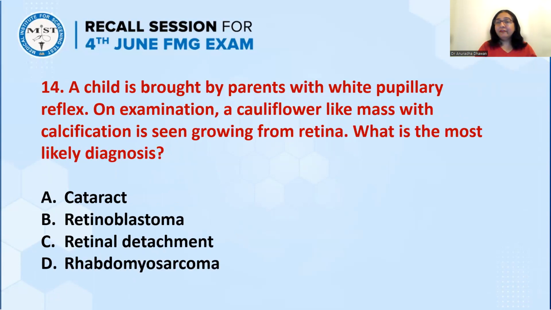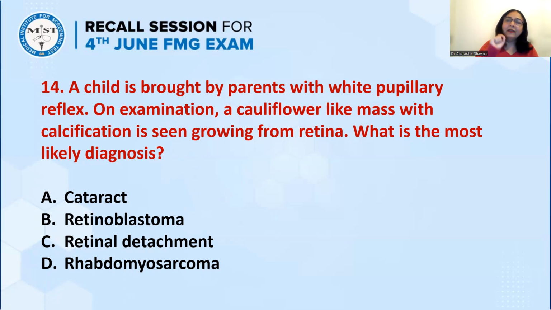Then moving on to another favorite topic with the examiners. So this time they asked it, again, it's a case scenario. A child is brought by parents with white pupillary reflex. On examination, a cauliflower-like mass with calcification is seen growing from retina. So something like this case scenario was presented in the exam. What is the most likely diagnosis?